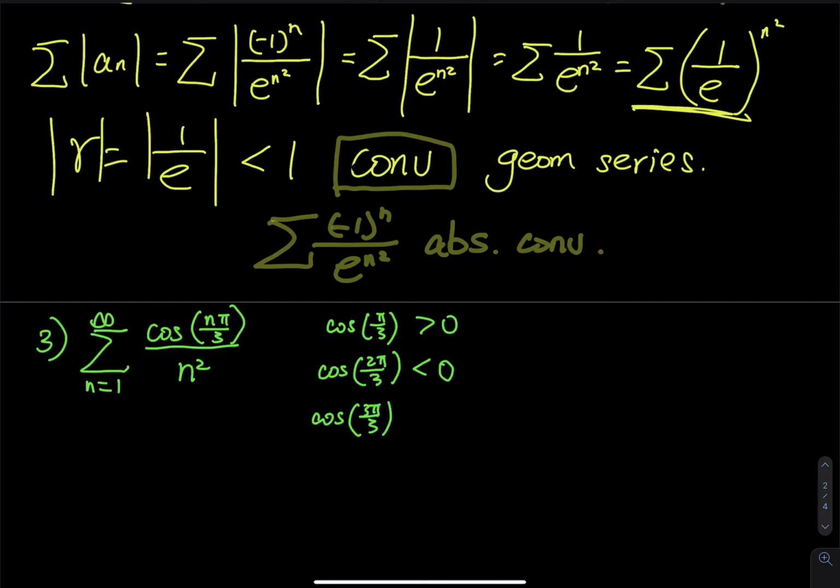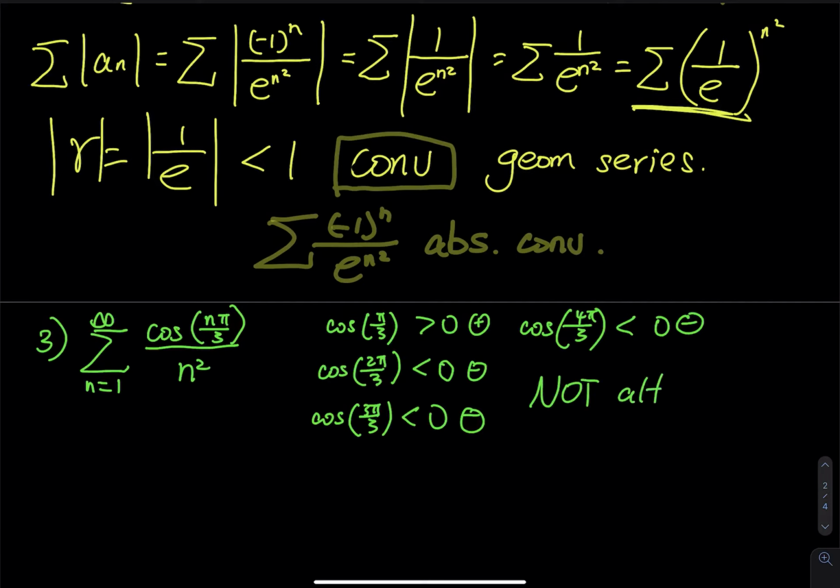Cosine of pi is on the x-axis, between the second and third quadrants, so x is negative. Then cosine of 4 pi over 3 is in the third quadrant, so it's negative. So we have positive, then negative, then negative and negative. That tells me this is not an alternating series, so we cannot do the alternating series test with the Bn and Bn plus 1. That is not going to work.